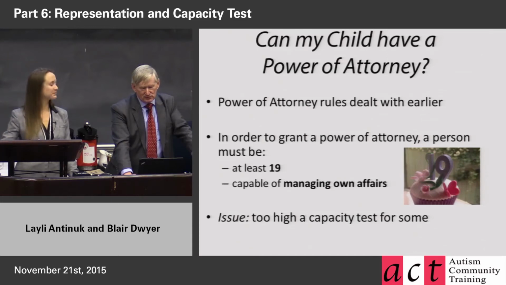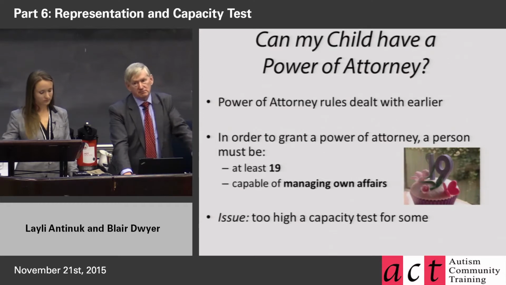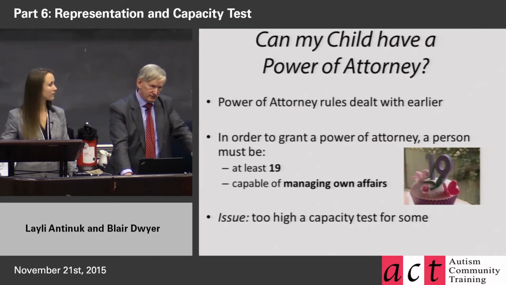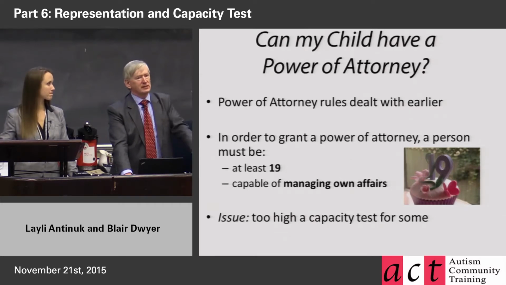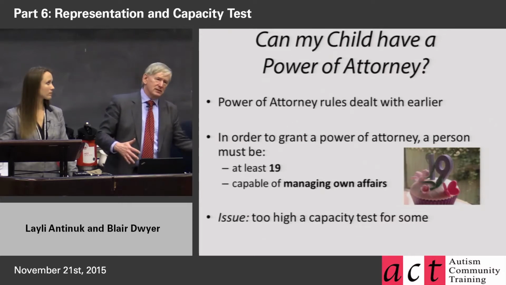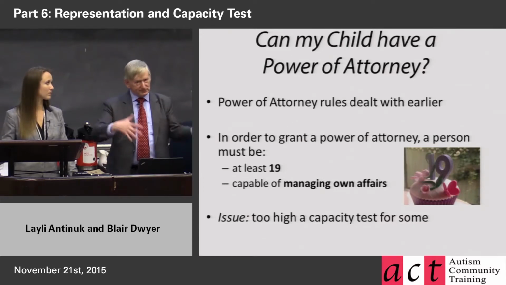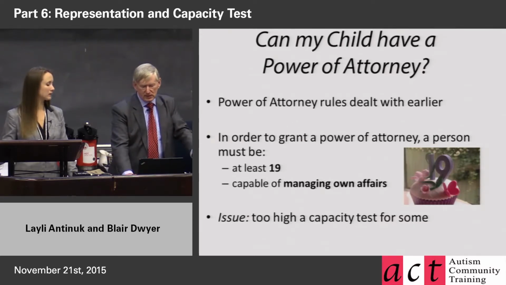In order to sign a power of attorney, a person must be at least 19 and capable of managing the person's own affairs. So it has to have that, and it's difficult to define when you are capable of managing your own affairs, but it's one of those things you recognize when it's there, and when it's not there, you recognize it's not there. And that can be too high a capacity test for some.